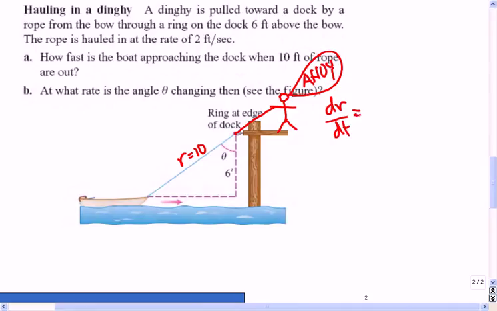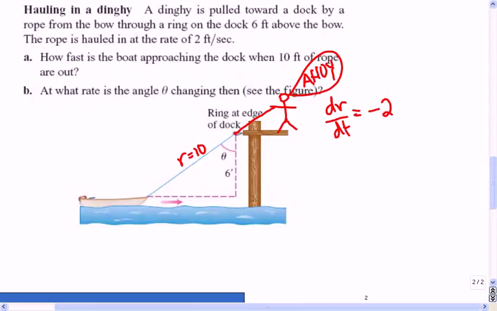Okay, what's the rate of change here? 2, is it? Are you sure? Why might it not be 2? Why would it be negative 2? Because your point is getting shorter. It's getting shorter. That r is shrinking, so that should be a negative 2.